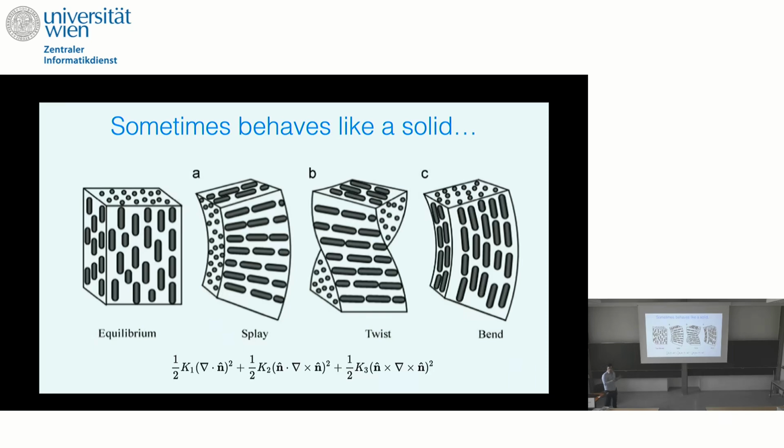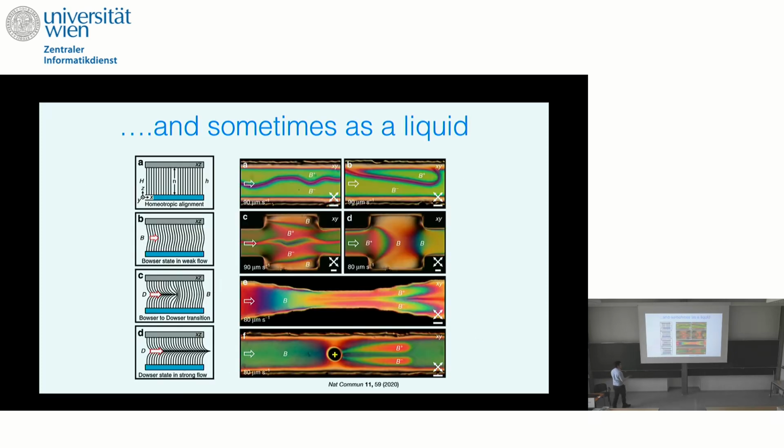So that's why there's the crystal part of liquid crystal. Sometimes it behaves like a solid. So there's an elastic energy cost associated with certain deformations of a liquid crystal. But sometimes it can also flow like a liquid. So for example, these are quite recent experiments about what happens if a flow is induced in a liquid crystal where the liquid crystal is aligned in the z direction.